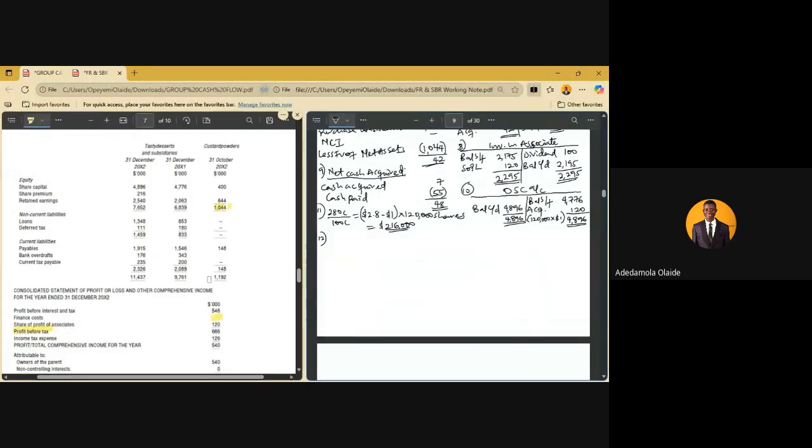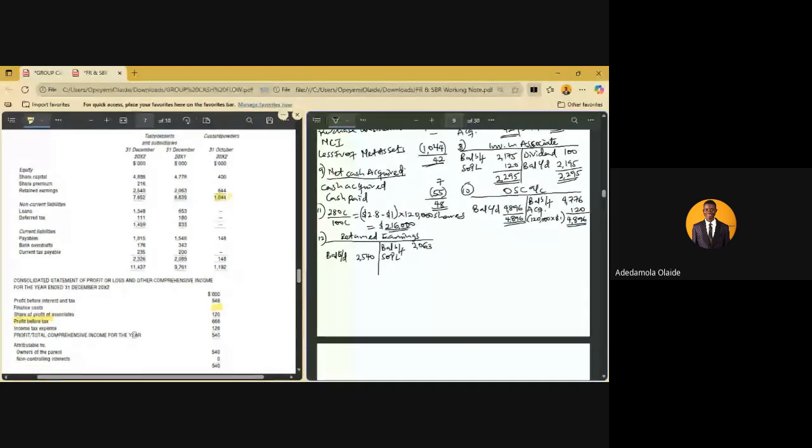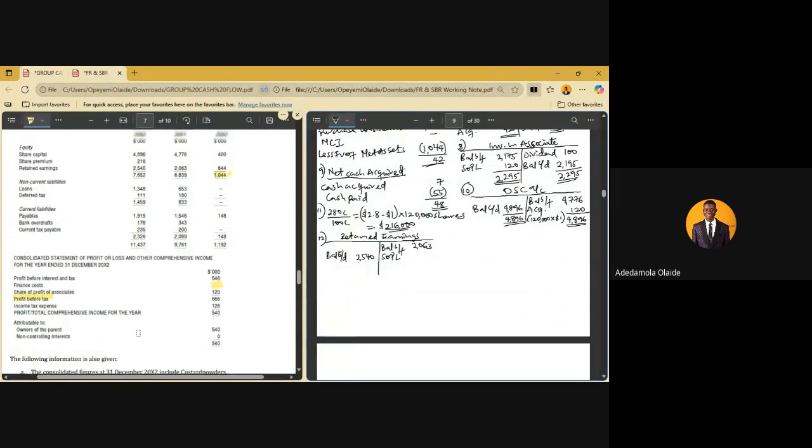We have what? Retained earnings. The same way, retained earnings. We'll have what? Balance was for what? 2063. You know, their equity items. That's why their balance brought forward is coming to the credit side. Balance carried down 2540. Then the profits for the year is how much? 540.